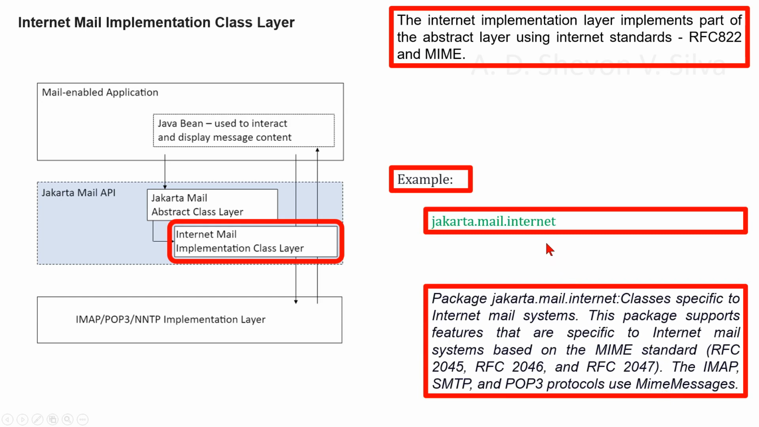As an example, we can consider this package, jakarta.mail.internet. It contains classes specific to internet mail systems. This package supports features that are specific to internet mail systems based on the MIME standard, RFC 2045, RFC 2046, and RFC 2047. The IMAP, SMTP, and POP3 protocols use MIME messages.